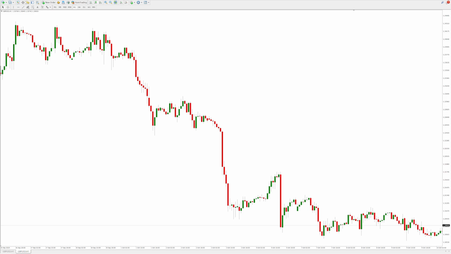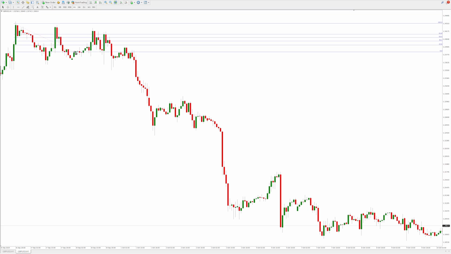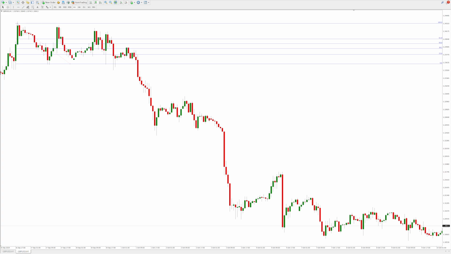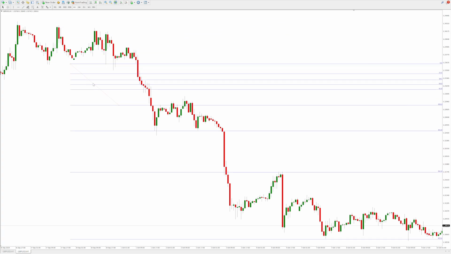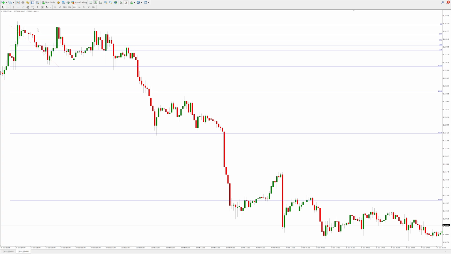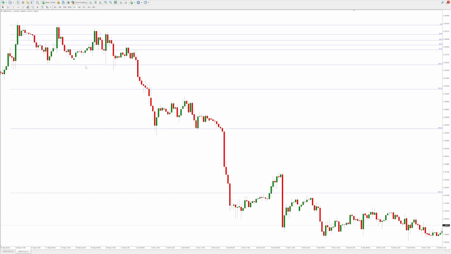So what we're going to do is go to Fibonacci and add the Fibonacci indicator to our chart. There are different ways you can mark and plot these. I'm going to show you the way that I do it and what works for me. First of all, I'm going to find the recent resistance, which is here. I'm going to mark recent support, which is here.